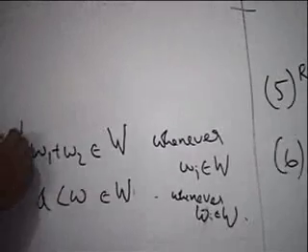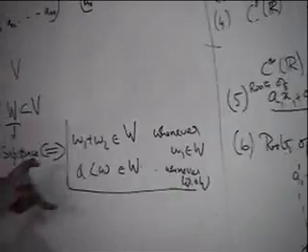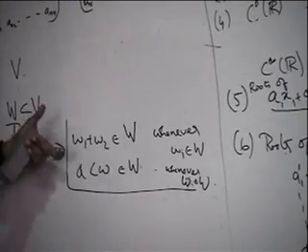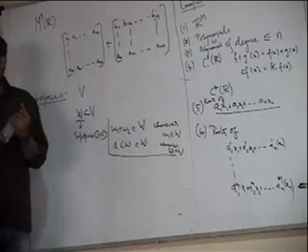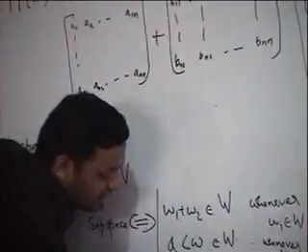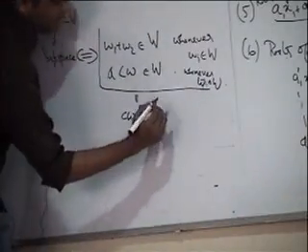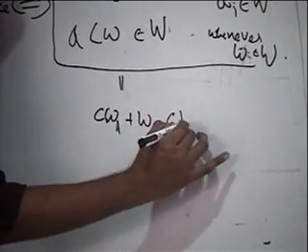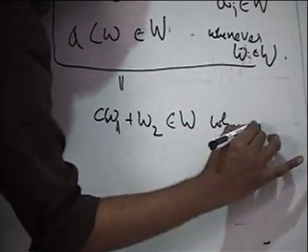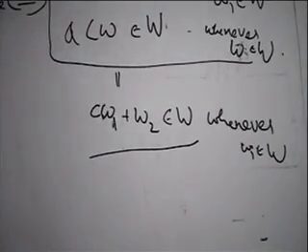Now, I won't prove it, but it's easy to check that instead of checking both these criteria, something is a subspace if and only if it satisfies another equivalent condition. The condition is that C times W1 plus W2 belongs to W whenever Wi belongs to W. It's actually just enough to check this. We are actually combining both of these into one shot.